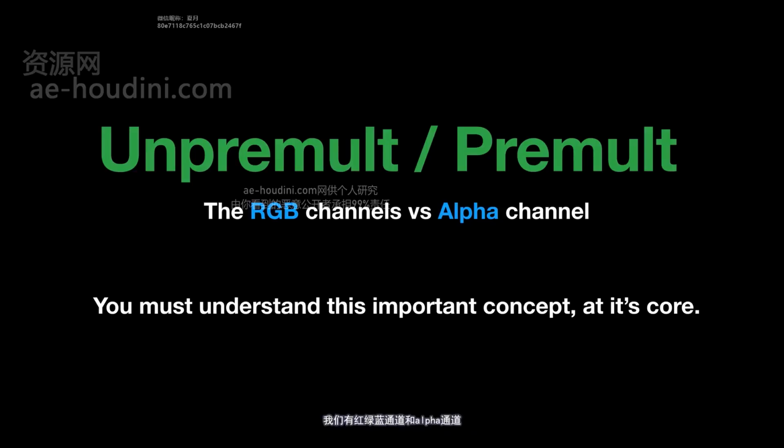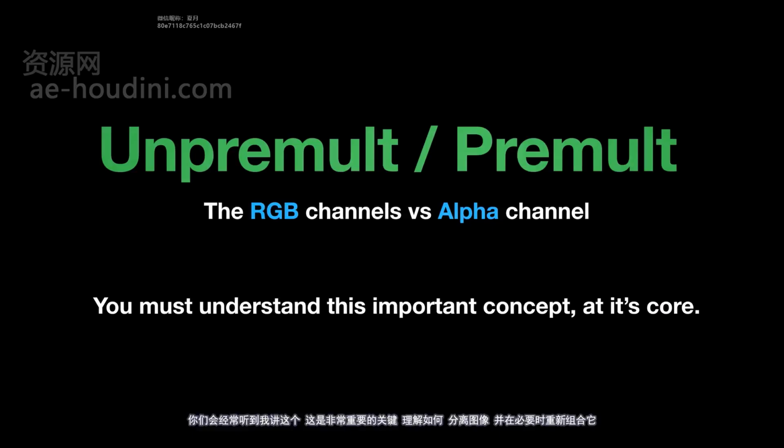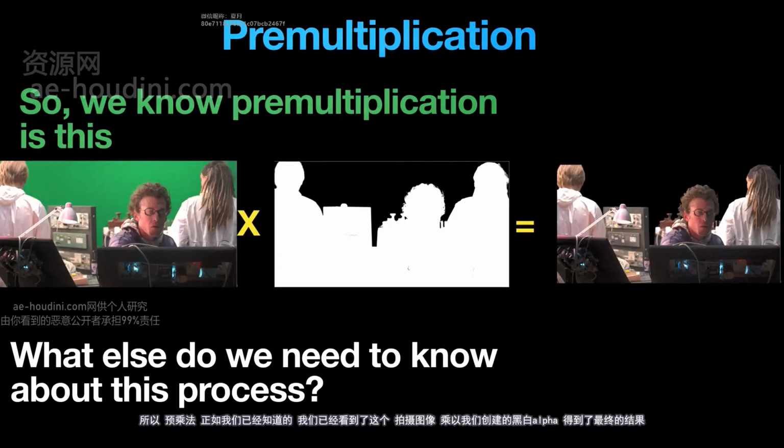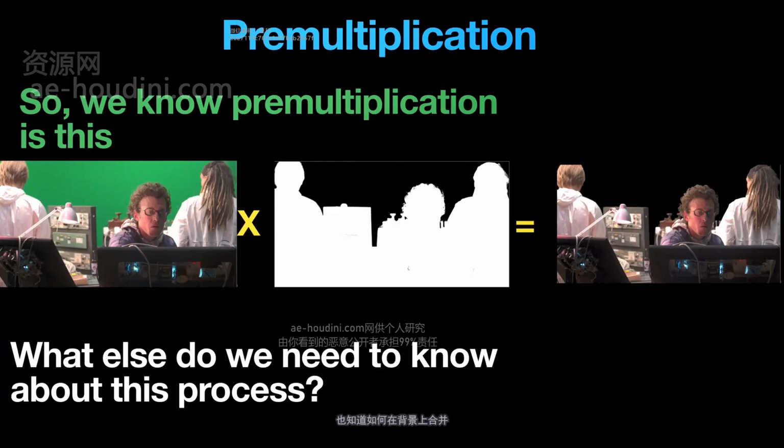So we have the red, green, and blue channels versus the alpha channel. You'll hear me talk about this a lot, and in keying it's really important to understand how to separate the image and recombine it as necessary. So we'll talk a little bit more about it. Premultiplication, as we already know, is taking an image and multiplying it by the black and white alpha that we've created, which gives us a final result, so it knows how to merge it over a background, with white being solid and black being fully transparent.